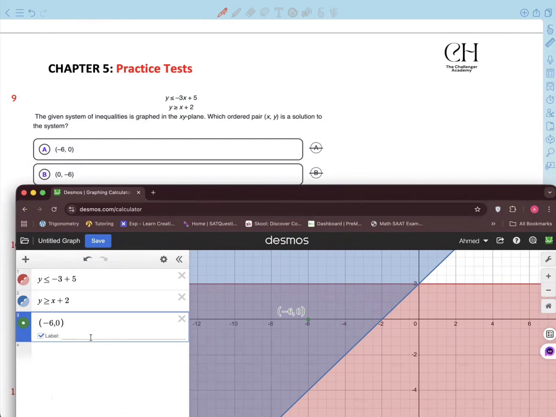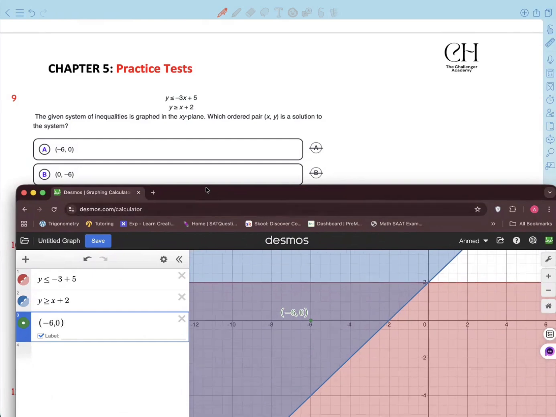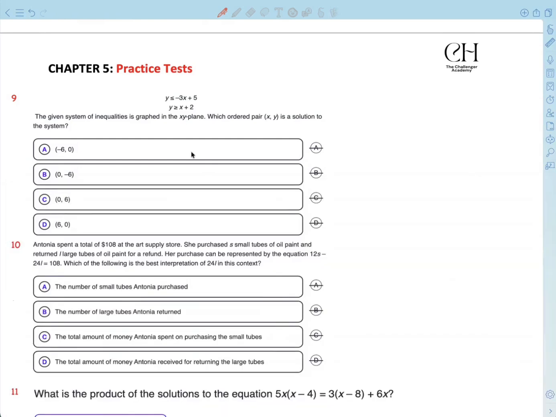Label this point. It lies on the common region between the solutions of the two inequalities. So this is the correct answer. So it's A. So the answer for question 9, you can use this to answer it. It will be easier and it will save time. So the answer is A.